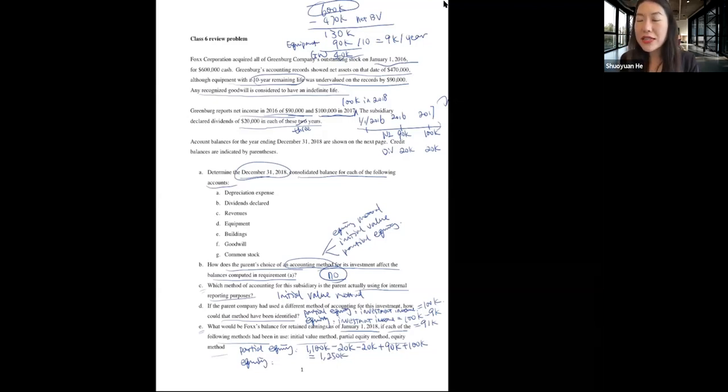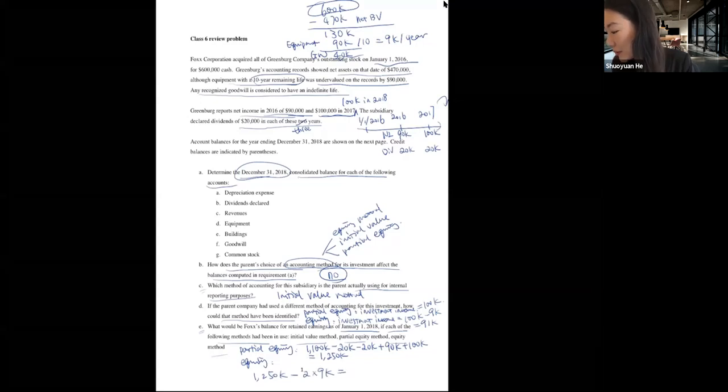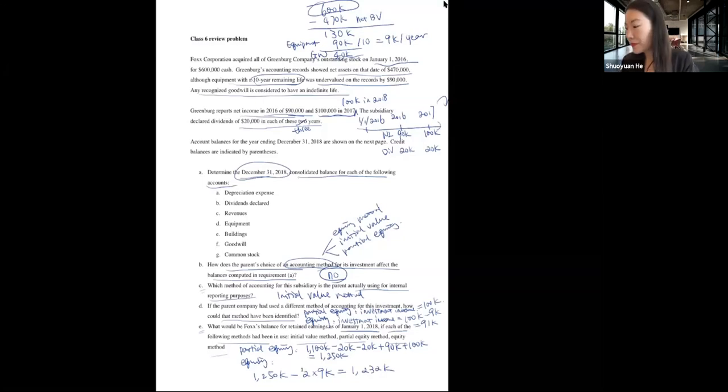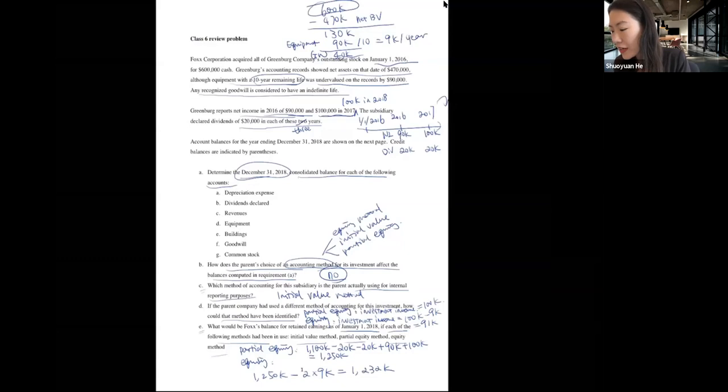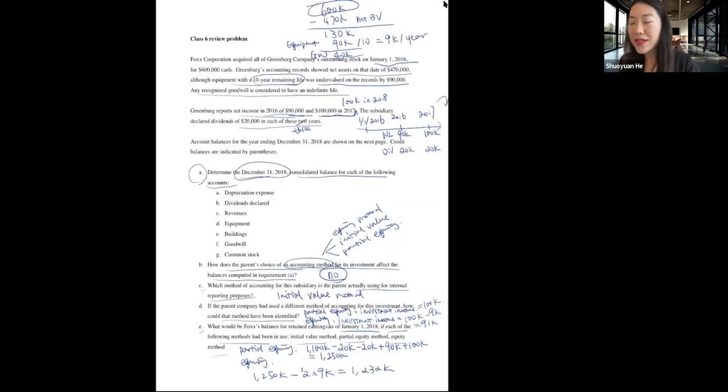And then for the equity method, if the firm has been using the partial equity method, the only difference is we need to take out 2 years amortization. So that will give you 1.232 million. So after finishing all of these questions, let's go back to calculate the account balances.